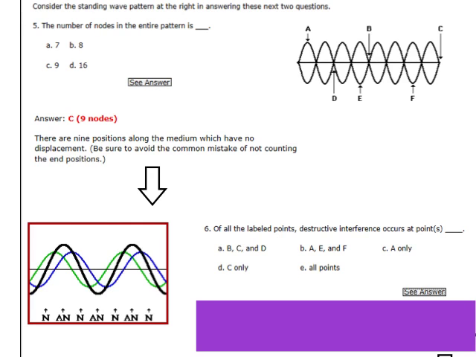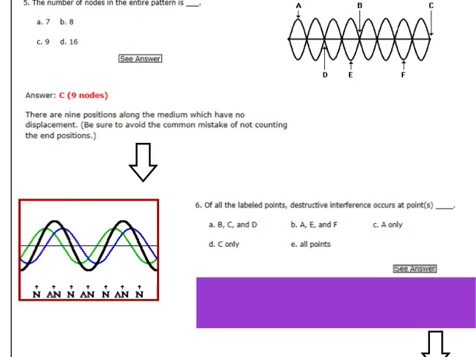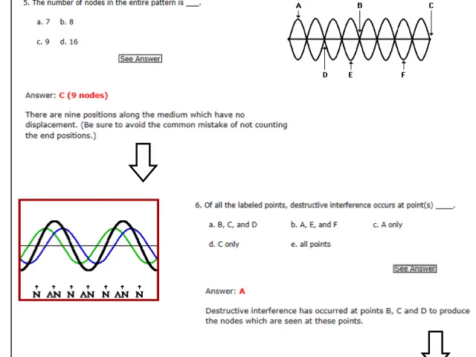You should have gotten choice C, 9 nodes. And then our last question: of all of these labeled points, where would destructive interference occur out of these choices? So take a moment, look at the picture, and come check your answer. You should have gotten choice A. Points B, C, and D would be where you have destructive interference. Remember, those are where the nodes are produced.